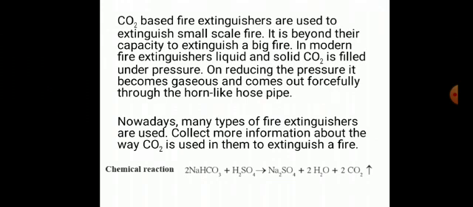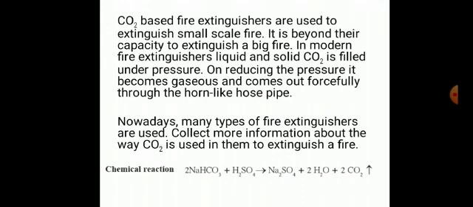CO2 based fire extinguishers are used to extinguish small scale fire. It is beyond their capacity to extinguish a big fire. In modern fire extinguishers, liquid and solid CO2 is filled under pressure. On reducing the pressure, it becomes gaseous and comes out forcefully through the horn-like hose pipe. Nowadays, many types of fire extinguishers are used.